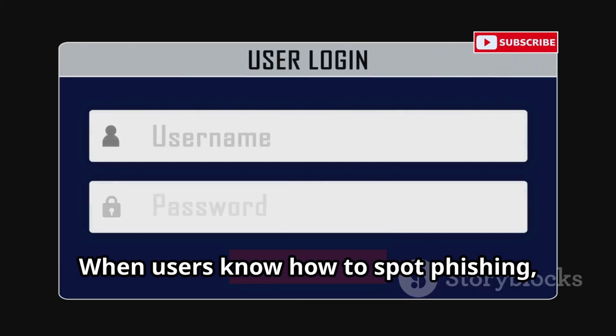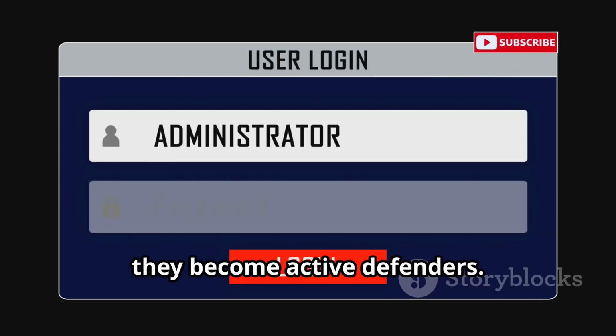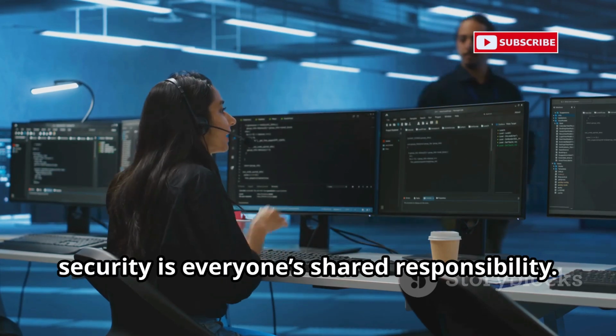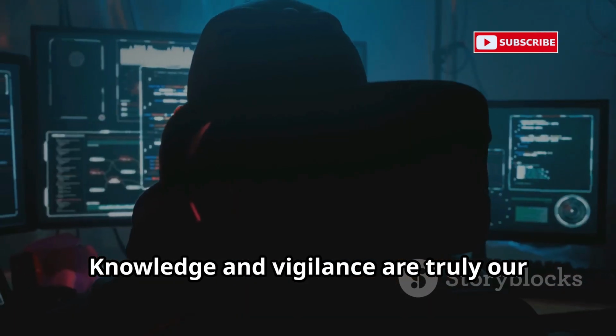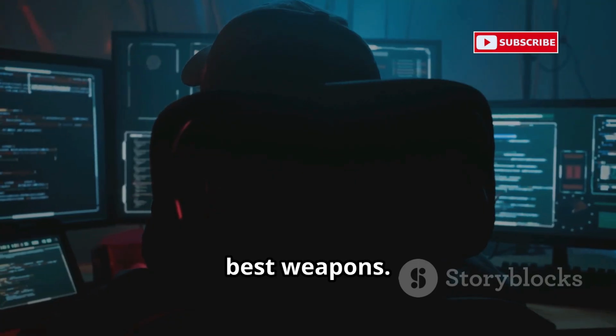When users know how to spot phishing, they become active defenders. In a connected world, security is everyone's shared responsibility. Knowledge and vigilance are truly our best weapons.